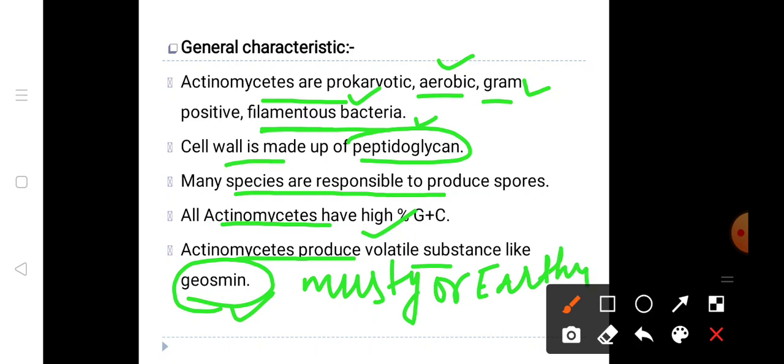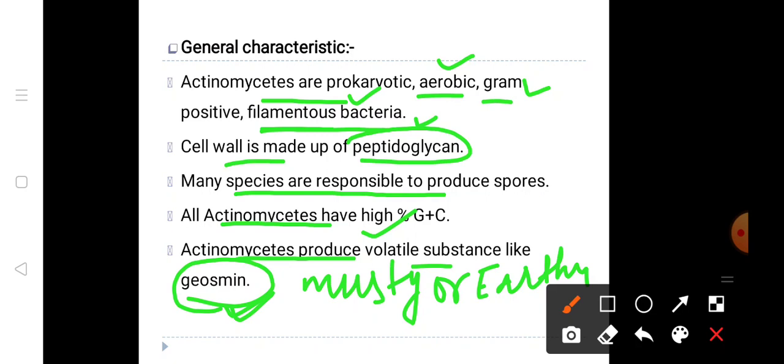Okay, these are the general characteristics of actinomycetes. They are prokaryotic, aerobic, gram-positive, filamentous bacteria. The cell wall is made up of peptidoglycan, and they produce spores. Their filaments are much narrower than the fungal hyphae seen in fungi. All actinomycetes have high G+C content and produce the volatile substance geosmin, the earthy smell. The earthy smell during the first rain comes from geosmin.